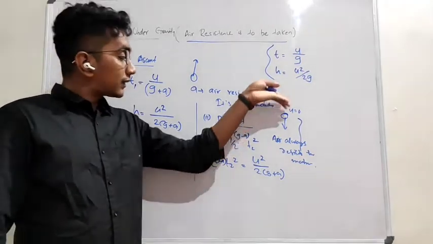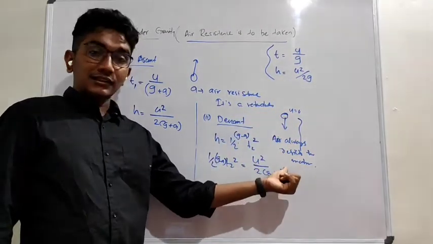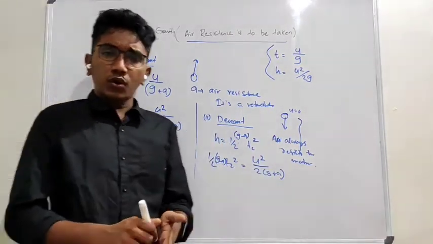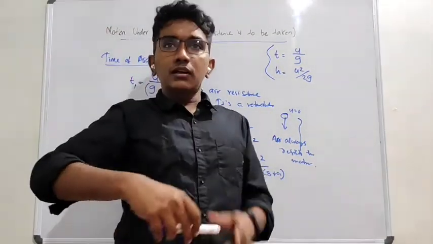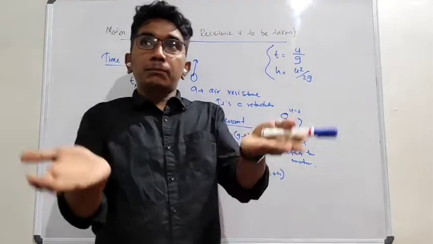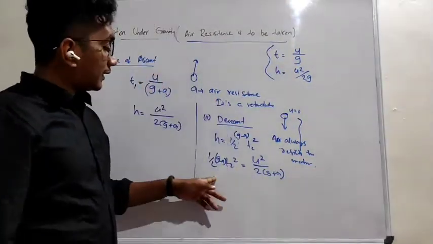Look at this. If it is coming downwards, g will act in this direction, and the air resistance will act in the opposite direction. So when it is coming down, air is actually pushing up. That is why g minus a.